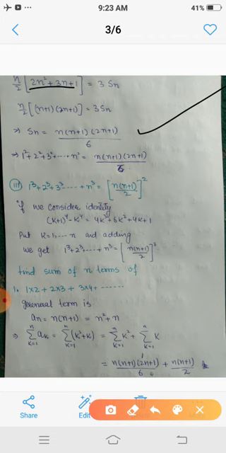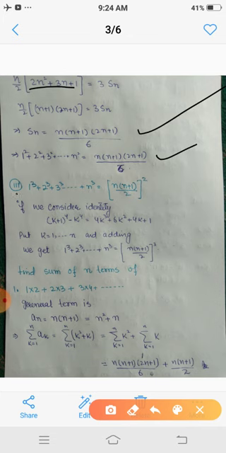So this means that for a sequence whose terms are the natural squares, the sum of the first n terms of that sequence is n into n plus 1 into 2n plus 1 upon 6. So this is the sum of the series of this finite sequence.